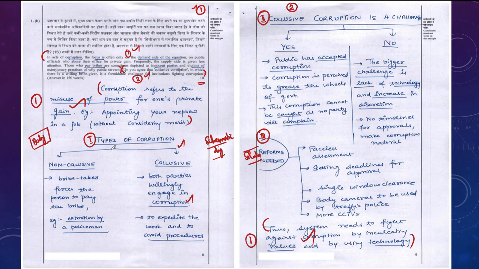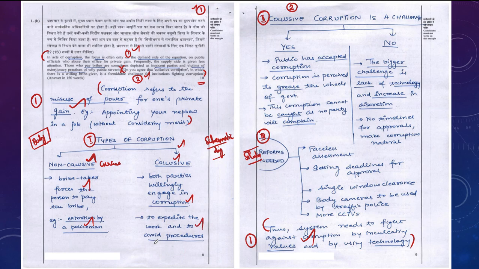If you look at the first segment, types of corruption, she has talked about two major types, non-collusive and collusive. We can call non-collusive coercive corruption also. So the bribe taker forces them to pay the bribe. That is coercive corruption. Collusive, both parties will be willing to engage in corruption. So for coercive corruption, she is telling extortion by a policeman. Collusive corruption, to expedite the work and to avoid procedures.